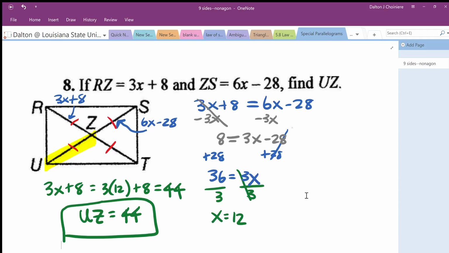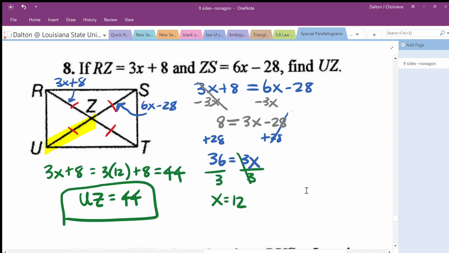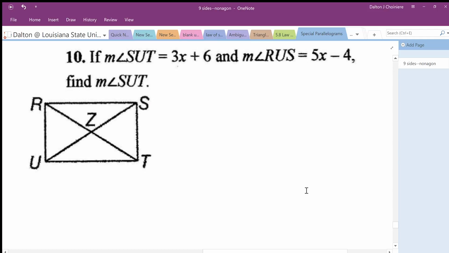So actually, let's go ahead and do I want to do 10 or 11? 10 or 11? 10 or 11? Let's do 10. So Patrick, just write your work in the opposite spot.